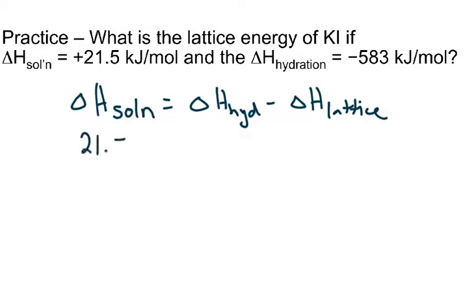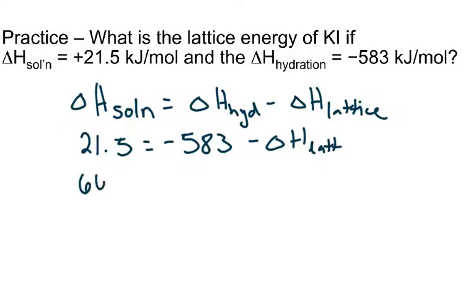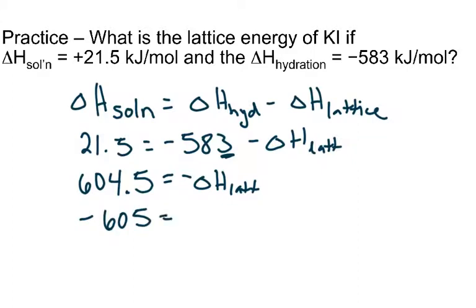So 21.5 is equal to negative 583 minus our delta H lattice. And so if I add 21.5 and 583, I get 604.5 is equal to negative delta H lattice. And so negative, and then thinking about sig figs, this one only goes to the ones place. So negative 605 is equal to my lattice energy.